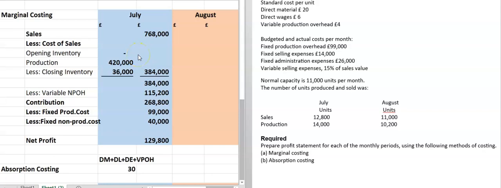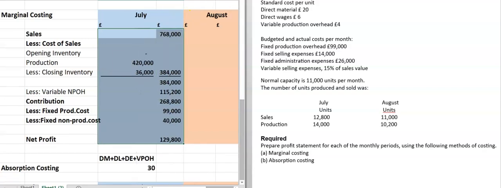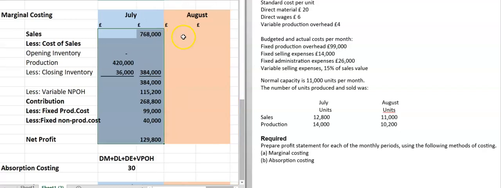Okay, so you have to start for the month of August. You have to do the same thing for the August month as well. So let me make it a little bit smaller. Right, for the month of August, if you look at it, sales would be 11,000 units into 60 pounds. We know that already. Then cost of sale.